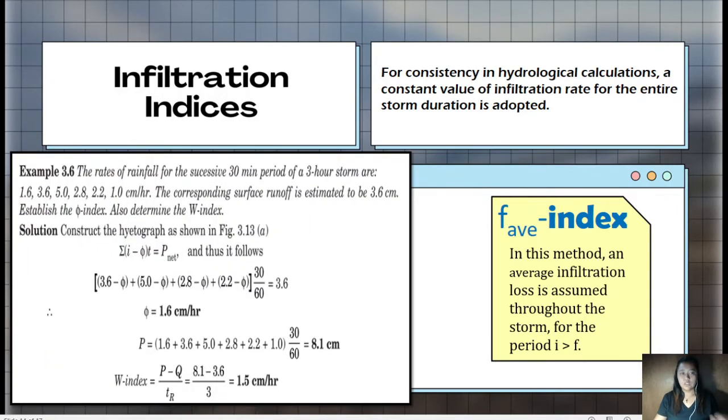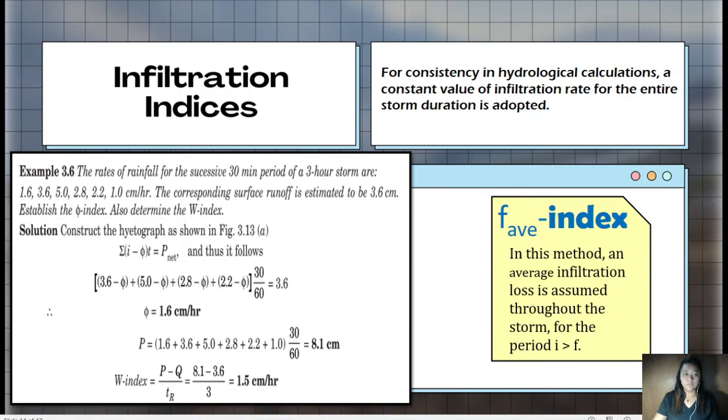So this is the example for the infiltration index. The rates of rainfall for the successive 30-minute periods of a 3-hour storm are 1.6, 3.6, 5.0, 2.8, 2.2, and 1.0 centimeter per hour. The corresponding surface runoff is estimated to be 3.6. Establish the phi index, and also determine the W index.